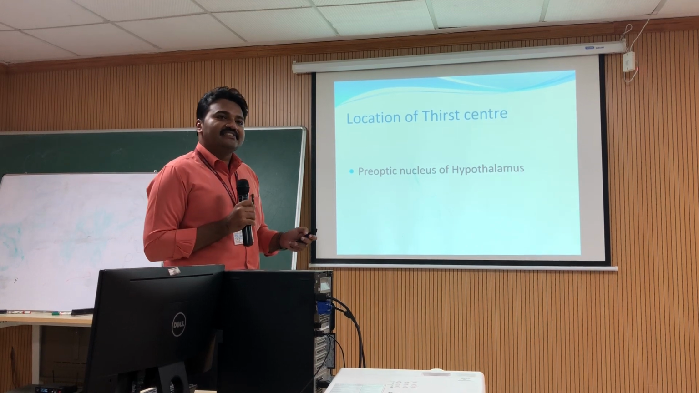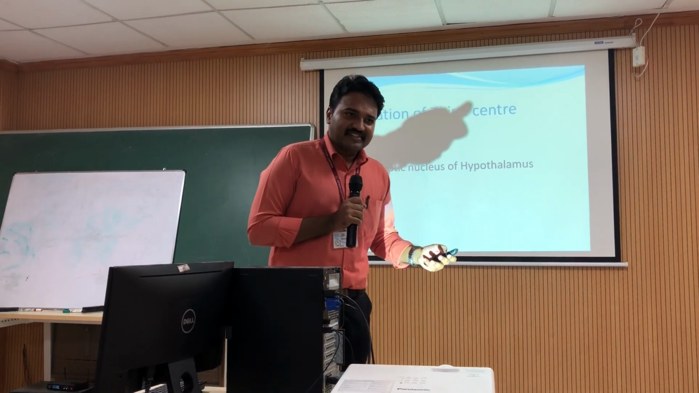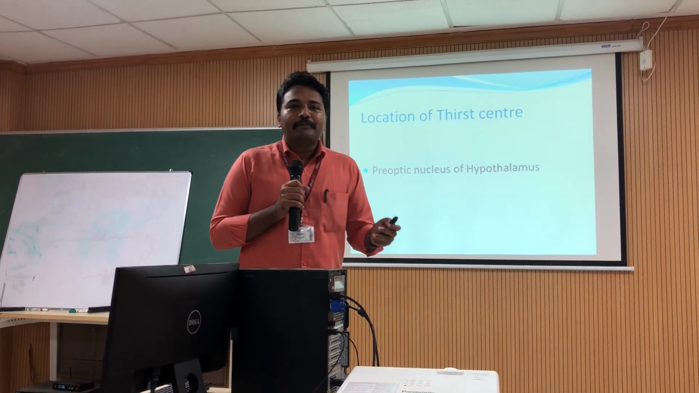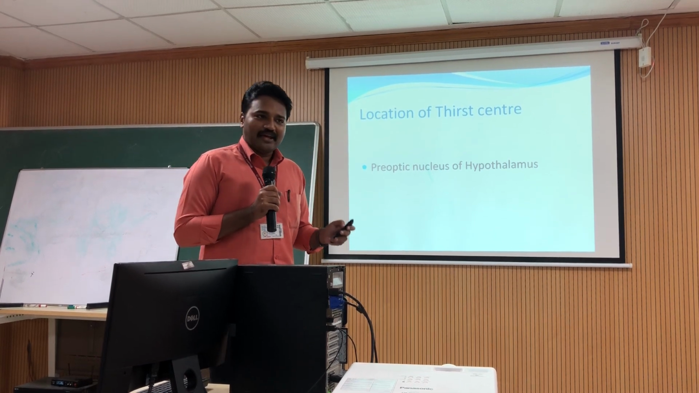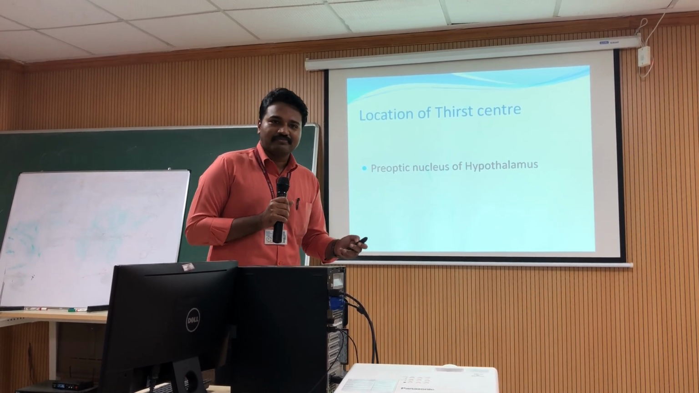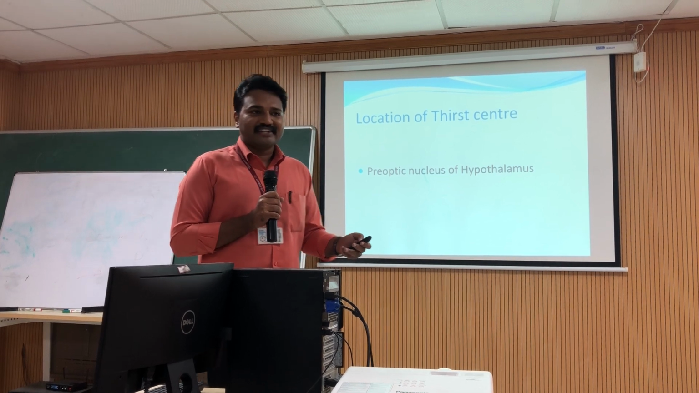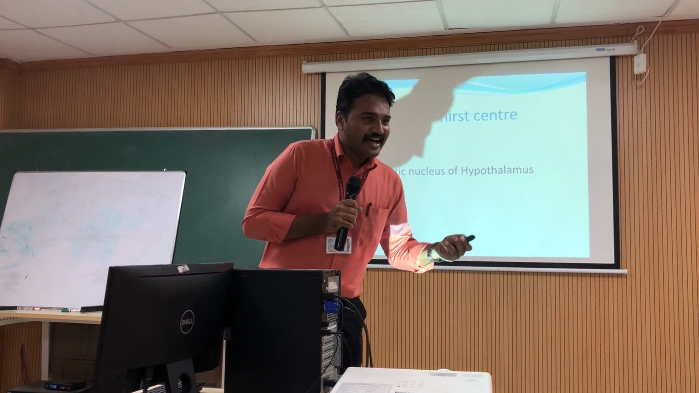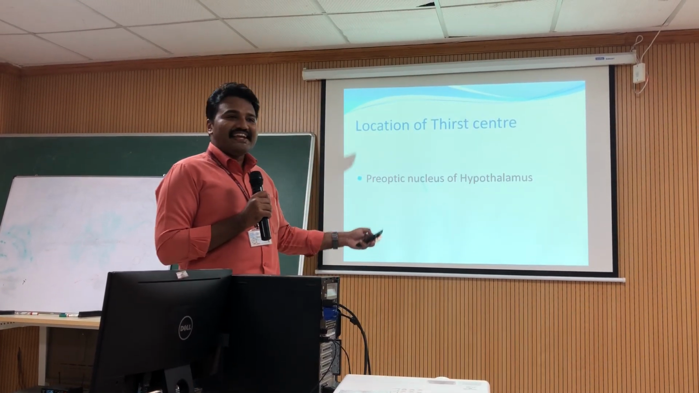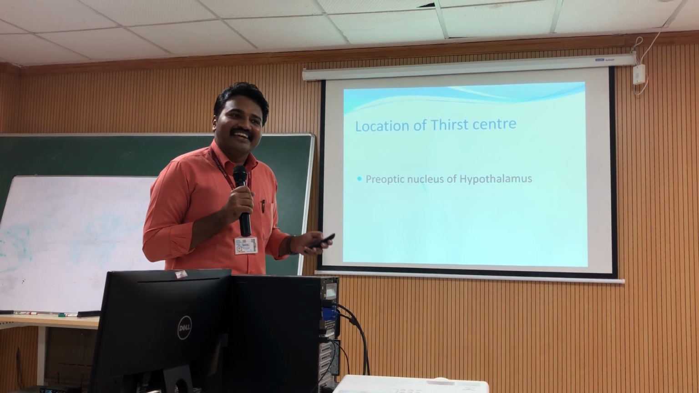So where is the thirst center being located, right? It's mainly in the pre-optic area of the hypothalamus. So last class we saw that there is something called the feeding center. It is located in the lateral hypothalamus. Very good. So this is mainly in the pre-optic area of the hypothalamus.